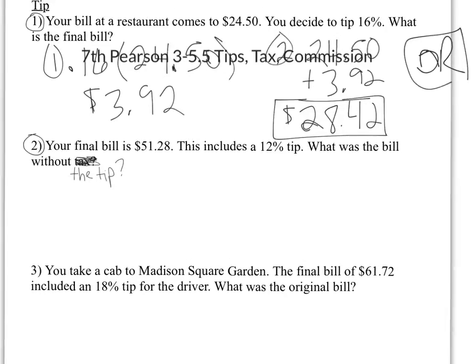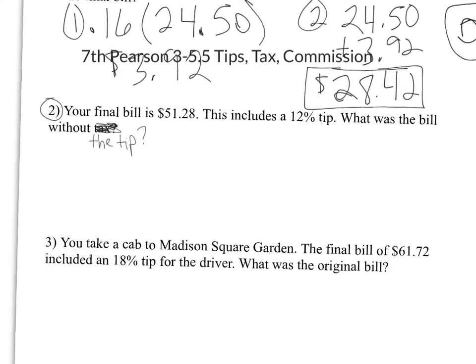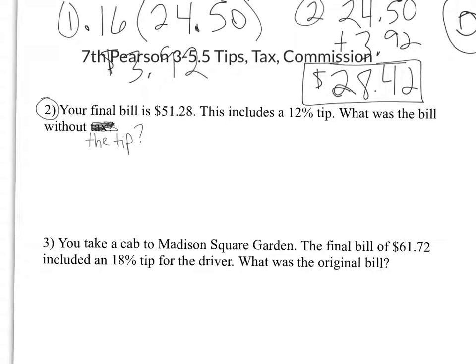So number 2, final bill is $51.28. This includes a 12% tip. What was the bill without the tip? So the $51.28 is basically the cost. We'll say we're eating somewhere. That would be like the cost of our meal plus a tip. So it's not drawing very well today, but let's try to get through this drawing.